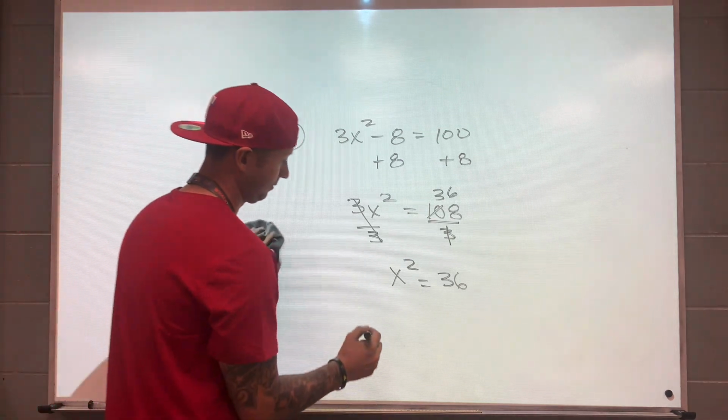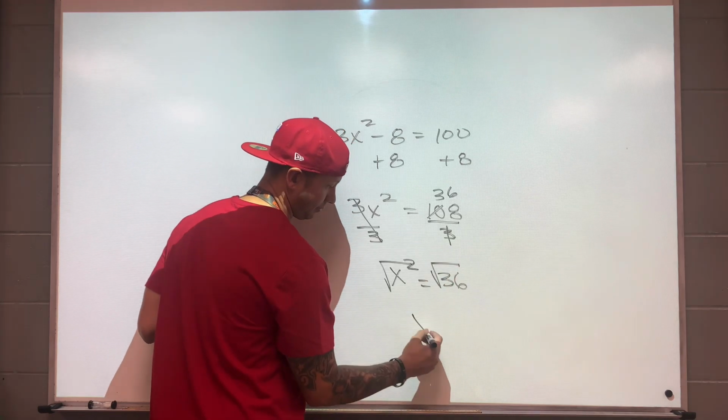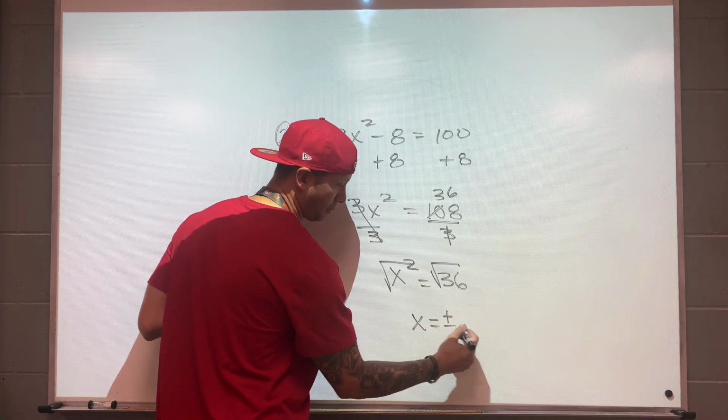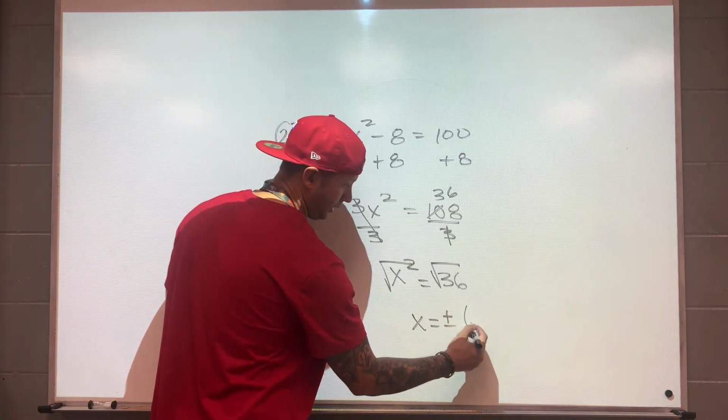Solving for x. x is equal to plus or minus square root of 36. 36 is a perfect square, so it's going to be 6.